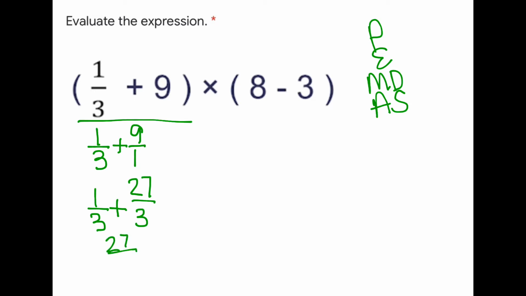So 27/3 is really what we get. And then we can rewrite, oopsie, we don't want that minus there. Rewrite the rest of our problem. And then you can solve your next set of parentheses.